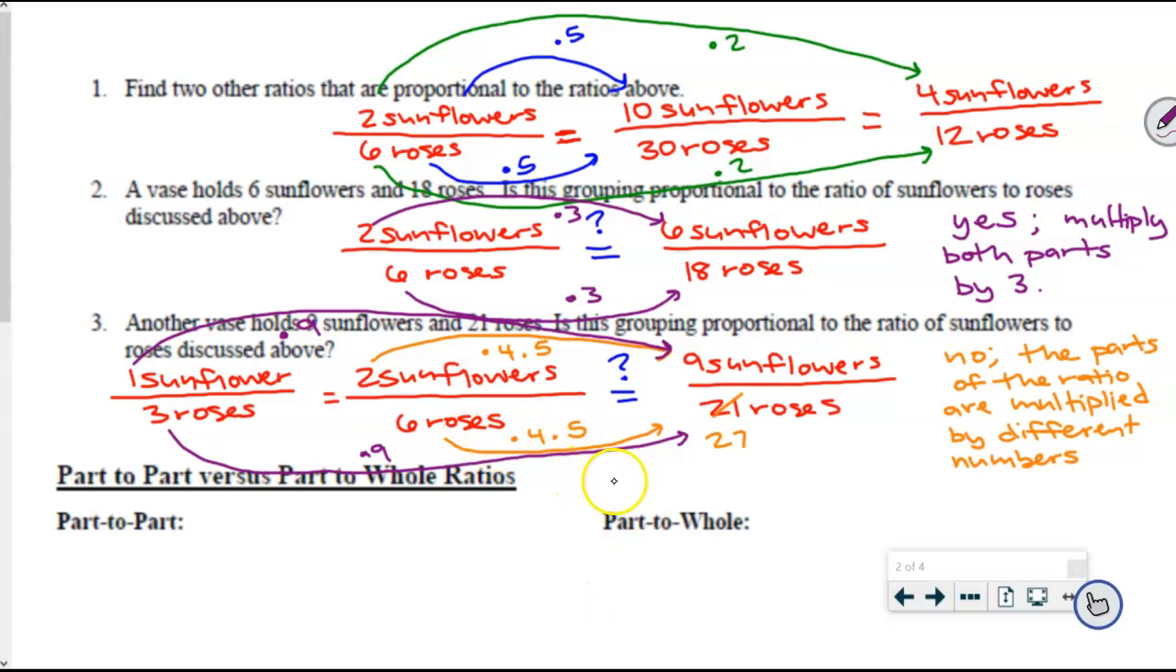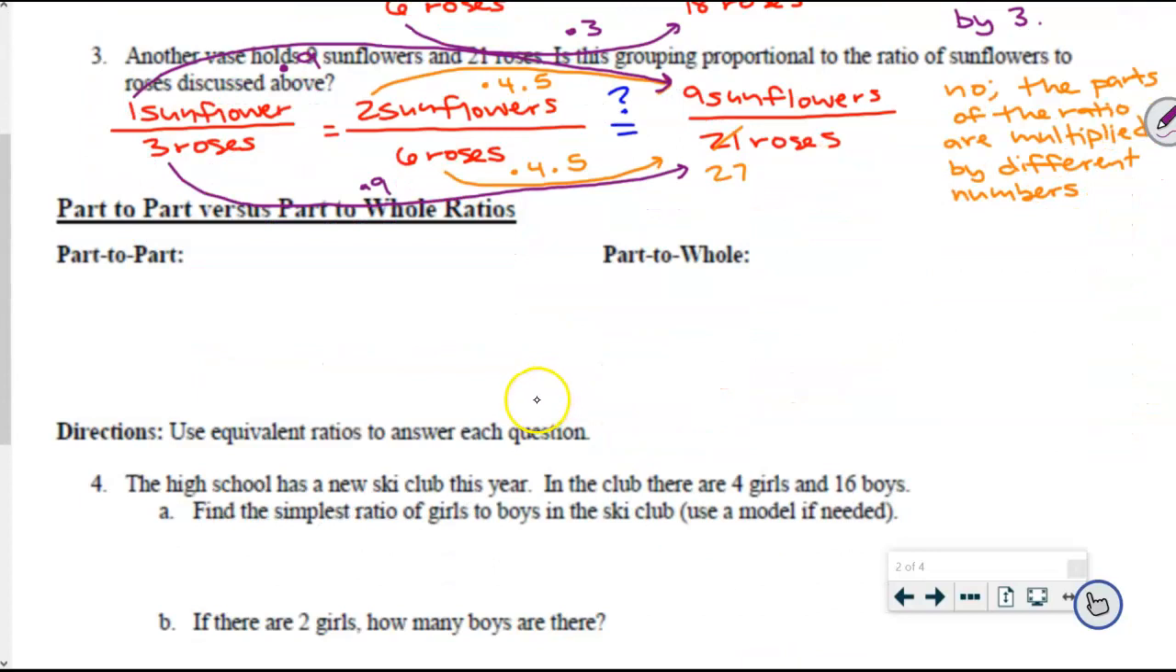What questions do you have? All right, I'm going to switch gears just a little bit. Since you guys are professionals now at ratios and equivalent ratios, we need to have a discussion on the different types of ratios that we could have. Part to part and part to whole.